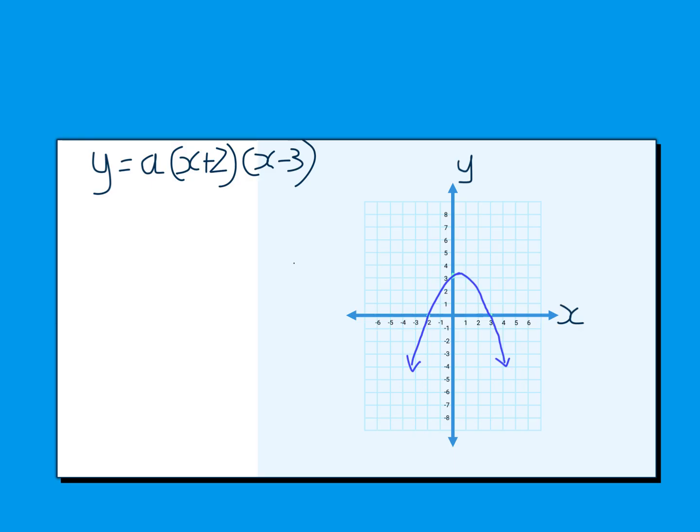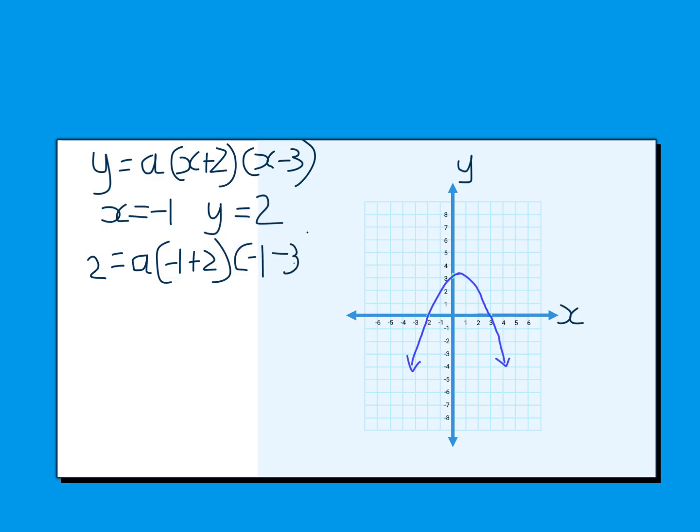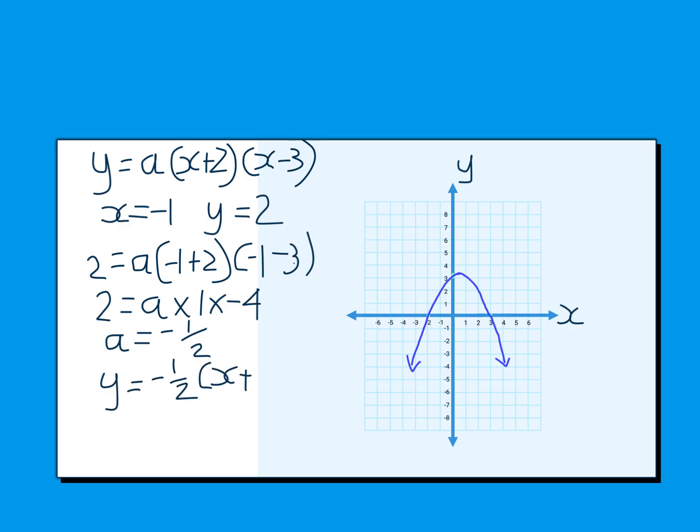I'm going to substitute in x equals -1, y equals 2. I have y equals a times x plus 2 times x minus 3. So I have 2 is equal to a times 1 times -4. So dividing each side by -4, I get a equals -1/2. The equation of this parabola is y equals -1/2, x plus 2, x minus 3.